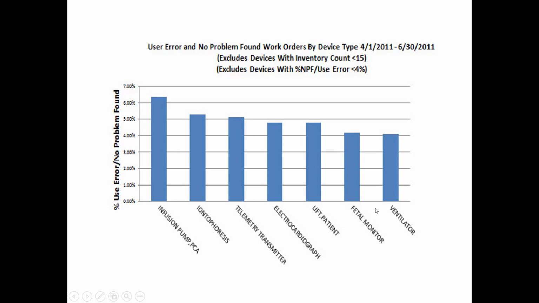We see ventilator, fetal monitor, patient lift, ECG machine, and so on. It's recommended that the percentage of work orders based on user error or no problem found shouldn't exceed 10%, as we can see in this work order chart. Most of the devices are below this percentage, which means the performance for this department is good.